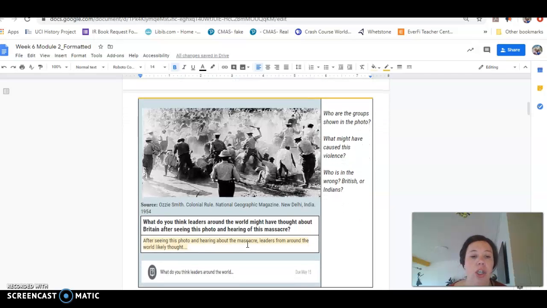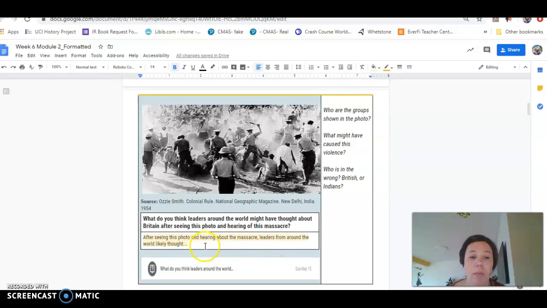So, what do you think leaders around the world might have thought about the British after seeing this photo and hearing of this massacre? What would they have thought the world over about this image? So after seeing this photo and hearing about the massacre, leaders from around the world likely thought blank.